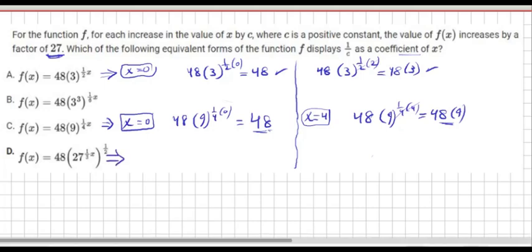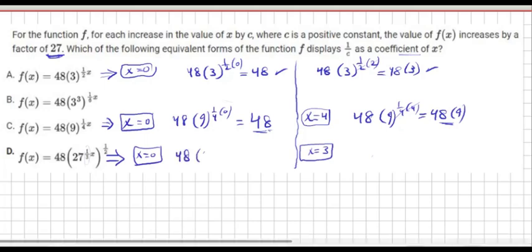Let's check letter D. We replace x with 0, and we replace x here with 3, because 1/3 here is the coefficient of x. Okay, so in letter D, we replace x with 0 and get 48 multiplied by 27 to the power of 1/3 multiplied by 0, and all is raised to an exponent of half. So 0 times 1/3 is 0, all of this gives us 0, and 27 to the power of 0 is equal to 1. And 1 times 48 is 48.